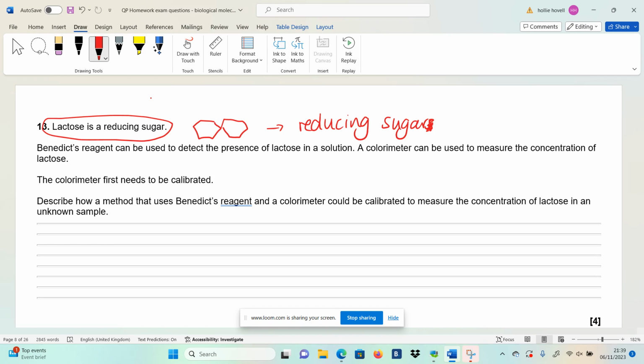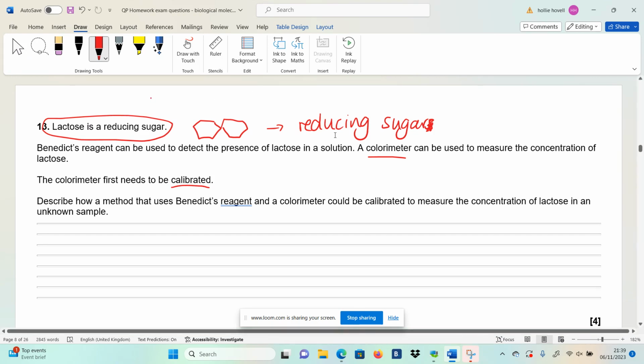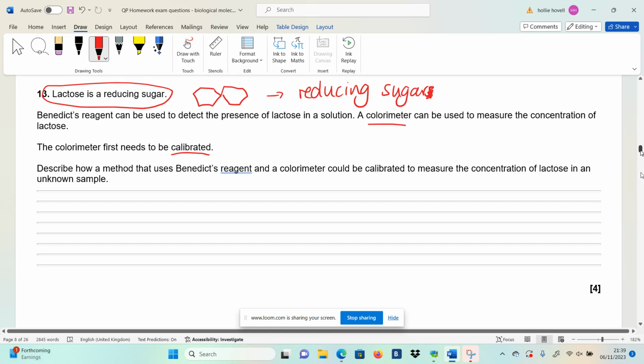Benedict's reagent can be used to detect the presence of lactose in a solution. A colorimeter can be used to measure the concentration of lactose. The colorimeter first needs to be calibrated. Describe how a method that uses Benedict's reagent and a colorimeter can be calibrated to measure the concentration of lactose in an unknown sample.